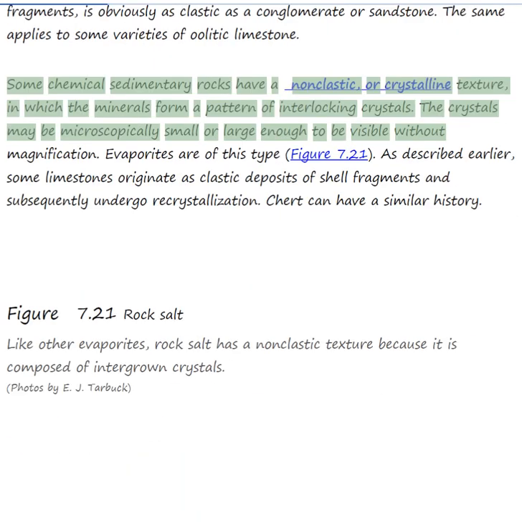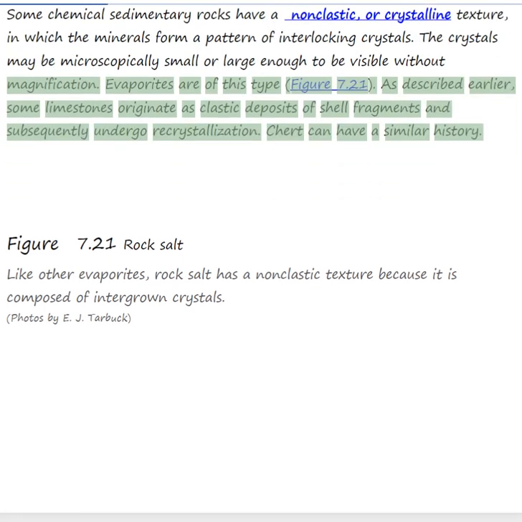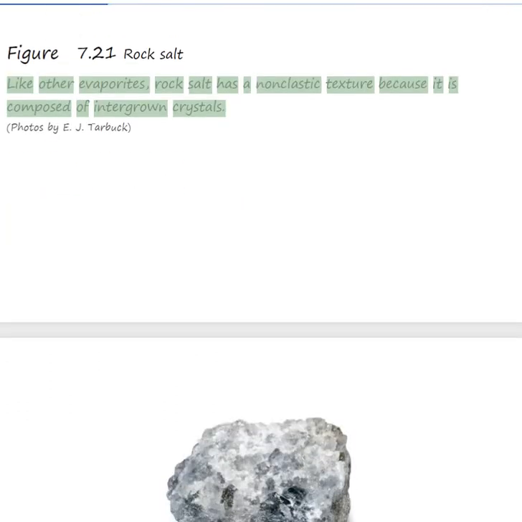Some chemical sedimentary rocks have a non-clastic, or crystalline texture, in which the minerals form a pattern of interlocking crystals. The crystals may be microscopically small or large enough to be visible without magnification. Evaporites are of this type. As described earlier, some limestones originate as clastic deposits of shell fragments and subsequently undergo recrystallization. Chert can have a similar history. Like other evaporites, rock salt has a non-clastic texture because it is composed of intergrown crystals.